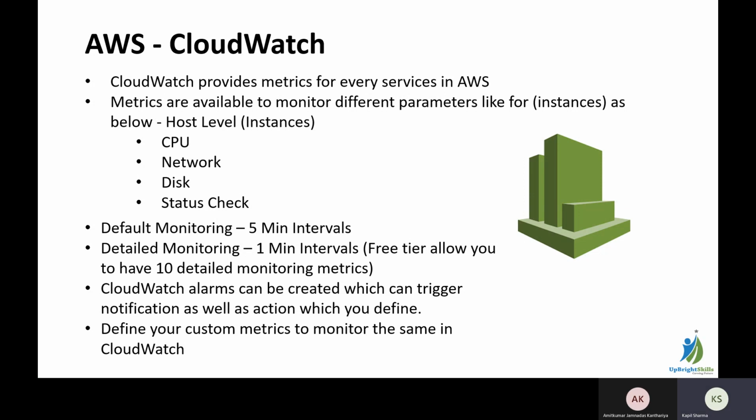A CloudWatch alarm can be created, which can trigger notifications as well as actions which you define. So a CloudWatch alarm can be used to trigger any kind of event. Events can be like sending an email alert, sending a text message, or the action which you want. For example, I want to trigger an auto scaling group so that where there are two instances running, I want four instances to be running when this alarm is triggered, right? So that is the kind of action which you can define when any alarm gets triggered.